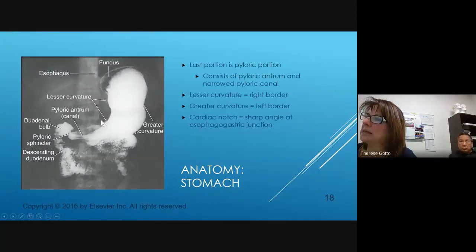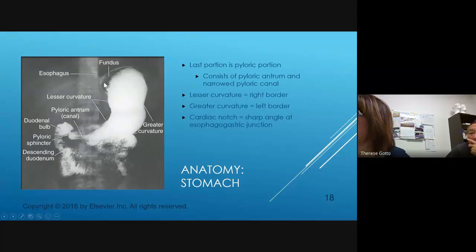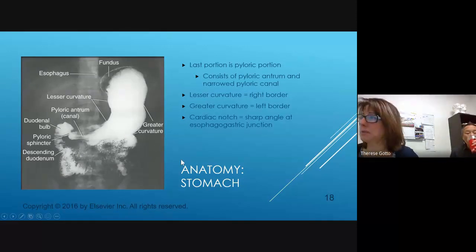Okay, the lesser curvature here is the right border of your stomach. So remember how you're looking at your patient. This is their right side. The greater curvature here is the left border. And the cardiac angle is this sharp angle where the esophagus meets the stomach. These are all identifiers that you're going to need to know if they give you a picture of an upper GI.